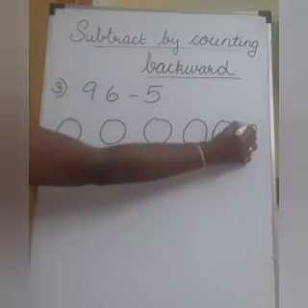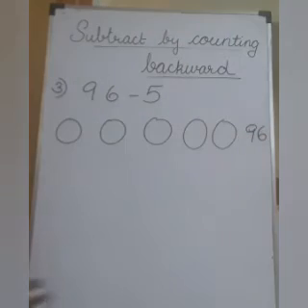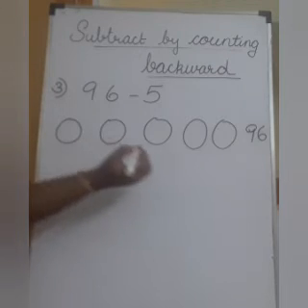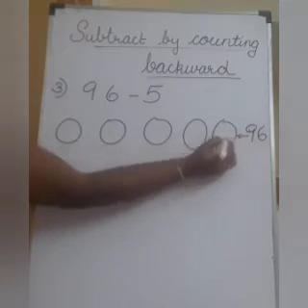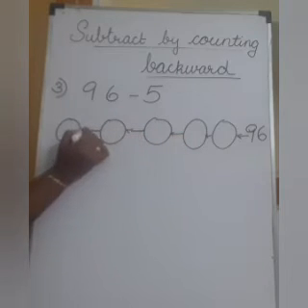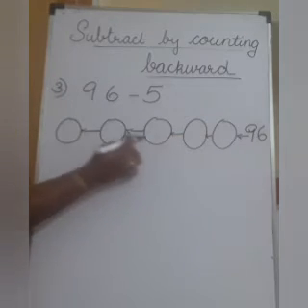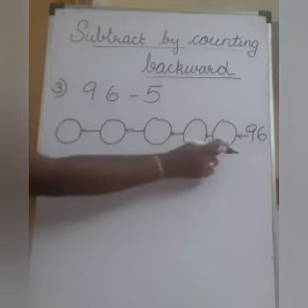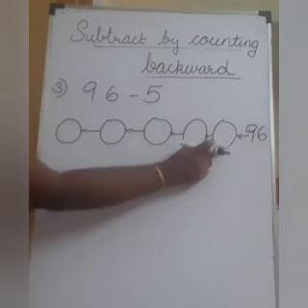So we can write 96 here. Now what can we do? We can tell 5 numbers before 96. Can you tell me which number comes before 96?